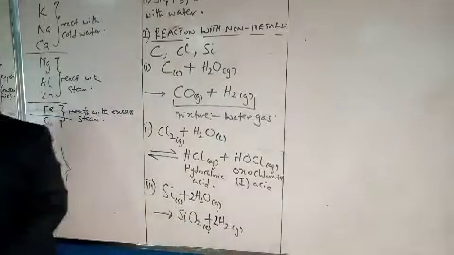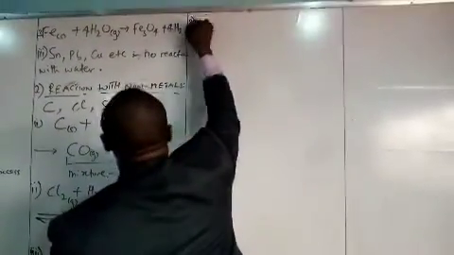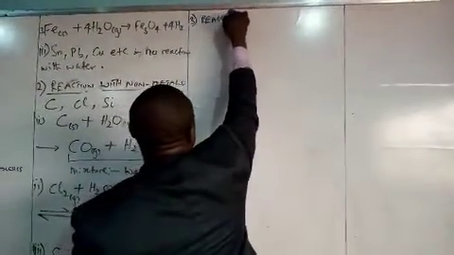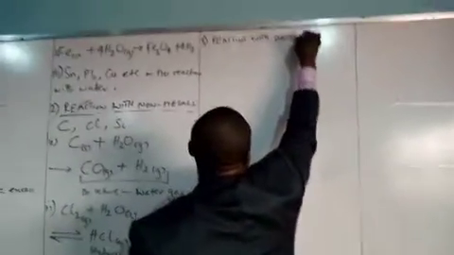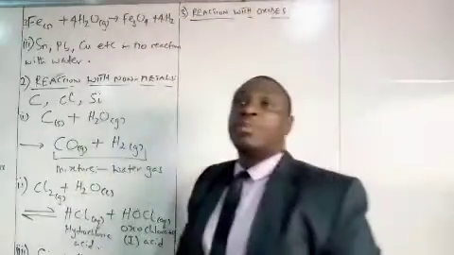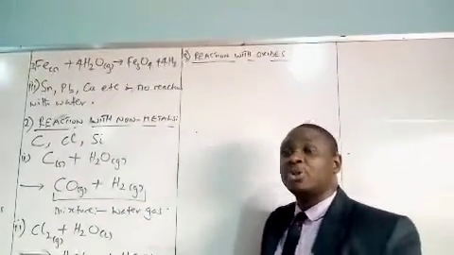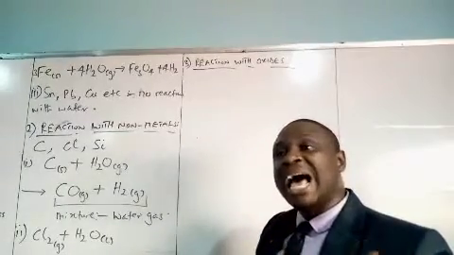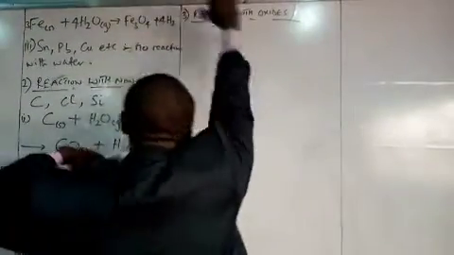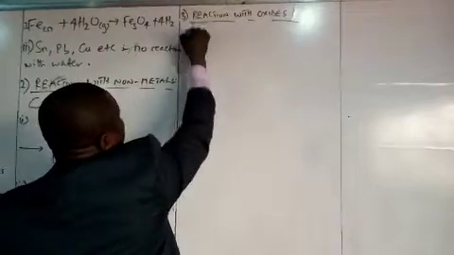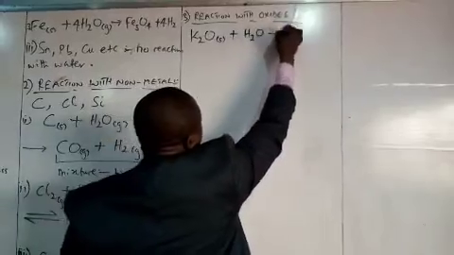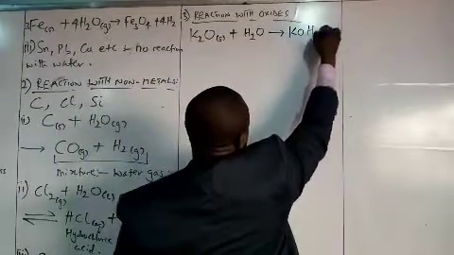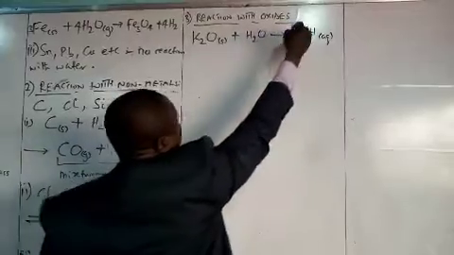Okay, so the next one we're going to be looking at is the reaction with oxides. Now remember, when we talk about oxides, we have different types of oxides, but here we're going to limit it to both the basic oxide and the acidic oxides. So if we take the basic oxides we have, K2O. It gets into water, it's going to give us KOH. It's just going to form an alkaline solution.